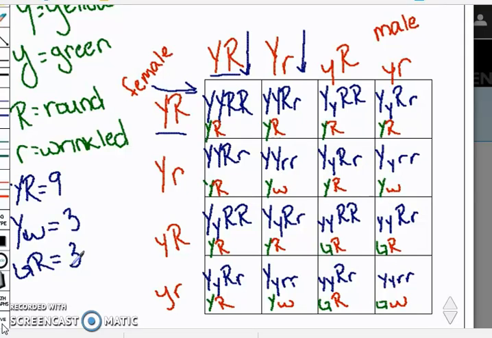And finally, we're looking for something that's going to be green. Oops, hold on a second, that's supposed to be a G. Green and wrinkled. We only have one. It's located right here. Our ratio now is 9 to 3 to 3 to 1. This is our phenotype ratio. Phenotype being what is actually seen.